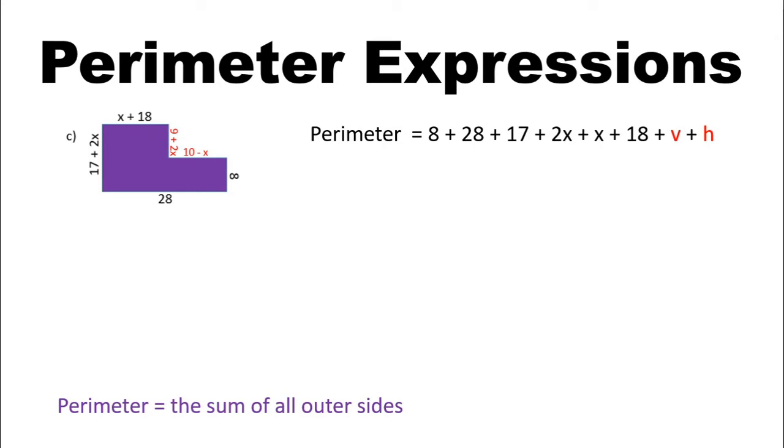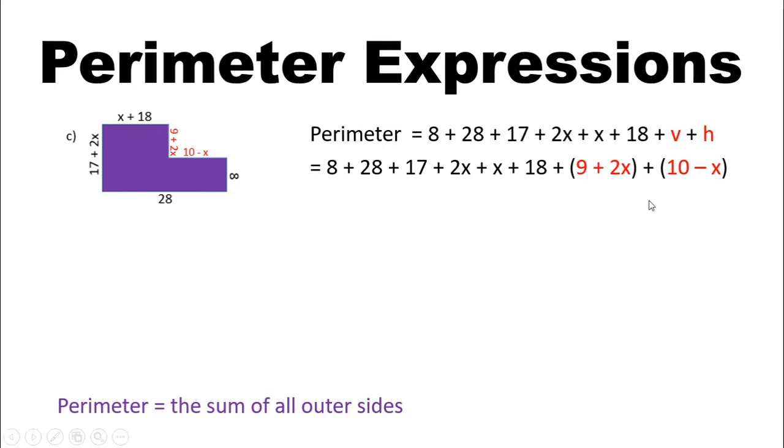That's why I've drawn my diagram, so that I can label it with all the given information as well as the information that I found for myself. So let's complete this perimeter expression now. Now that I know what the vertical length was, 9 plus 2x, and the horizontal length, 10 minus x, I can put those expressions in the place of the unknown variables. So instead of the v, I put 9 plus 2x, and instead of the h, I put 10 minus x.